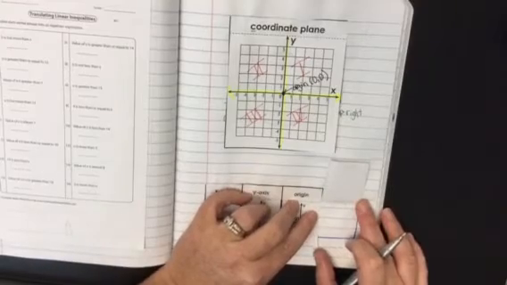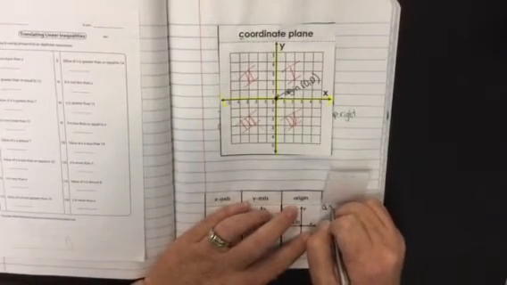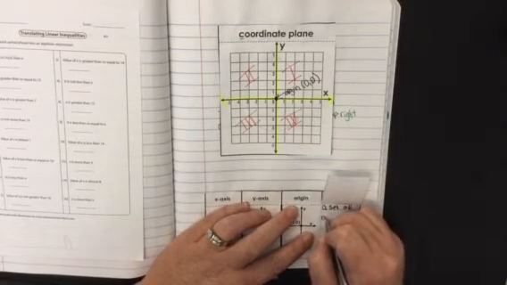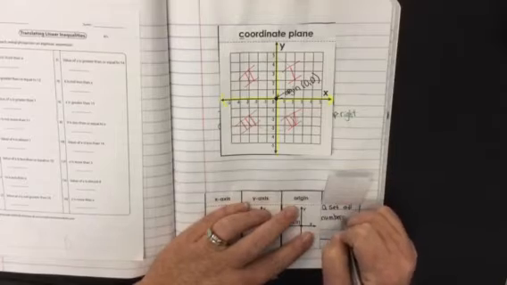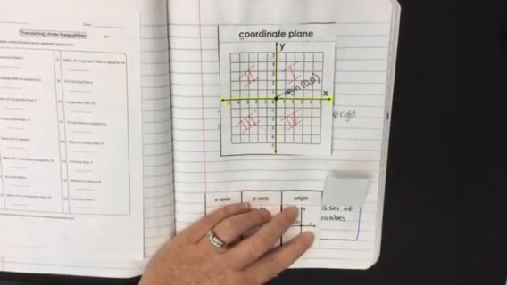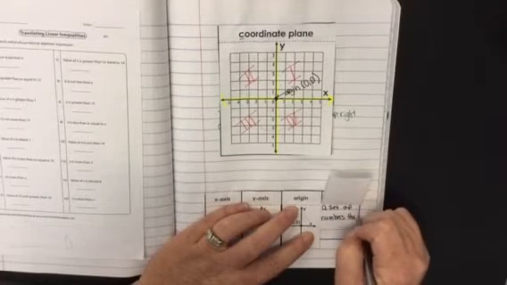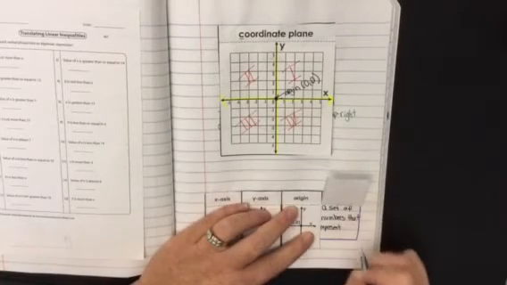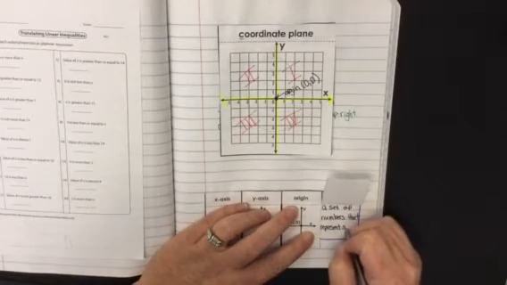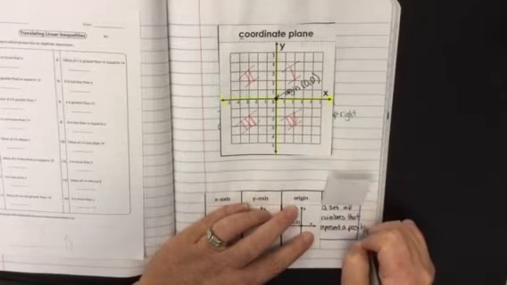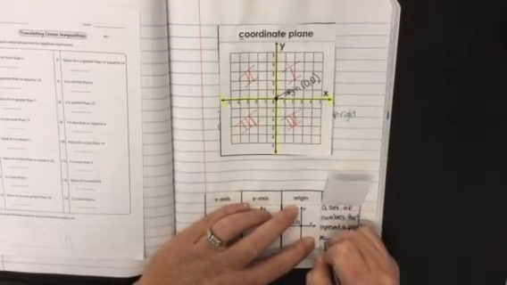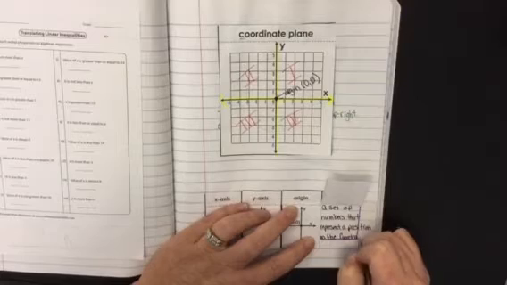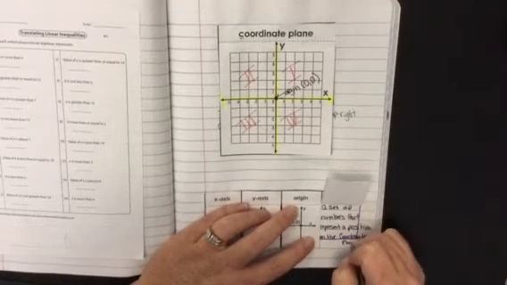And then that definition is a set of numbers that represent a position on the coordinate plane.